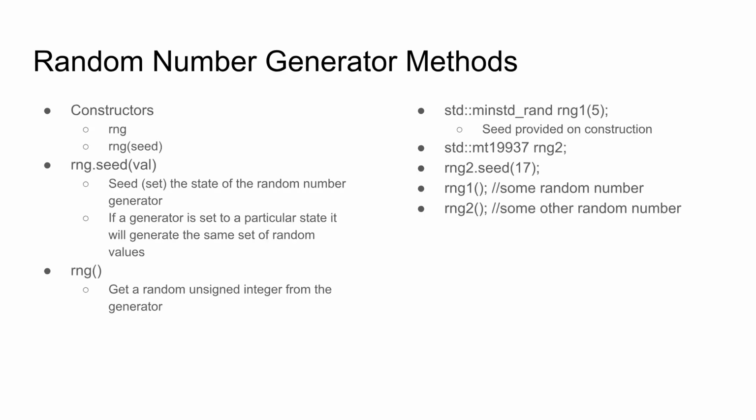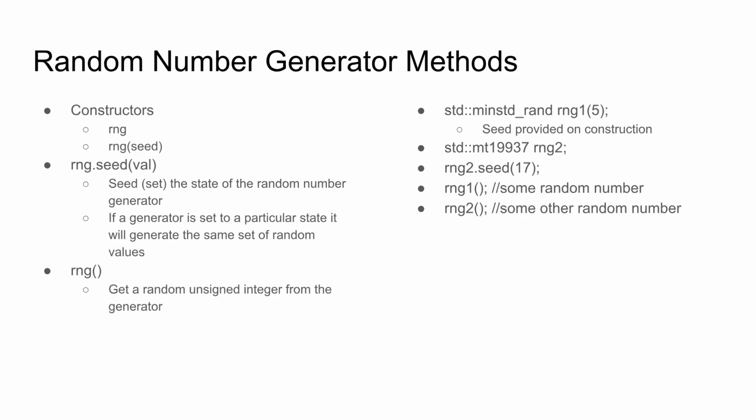If you want to get a random number generator, there are two different constructors. You say your random number generator, or your random number generator with the seed. The first one will use the default value for the seed. The second one will use the specified value for the seed. If you do create a random number generator, you can always explicitly seed it by doing rng.seed with the value. When you seed the random number generator, you set its state to something particular. If it's set to some particular state, it's going to generate some particular sequence of random numbers.